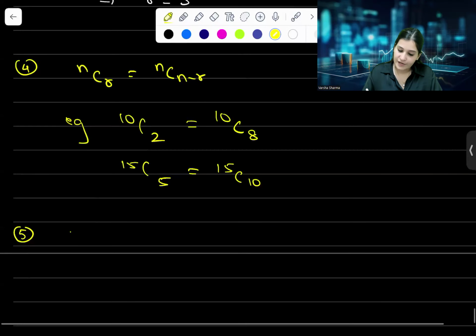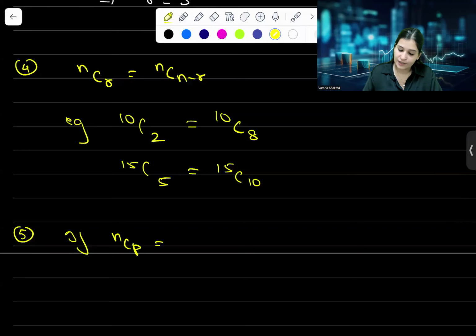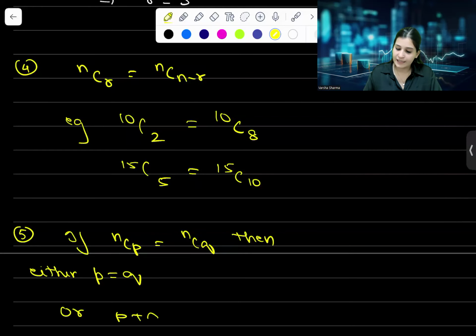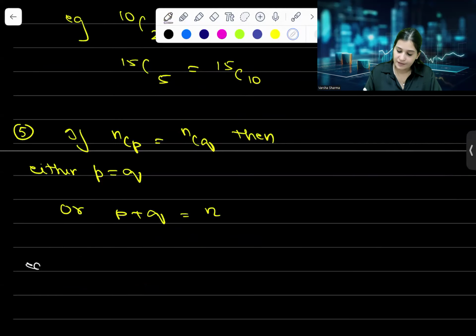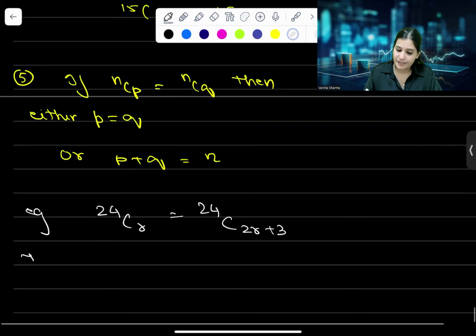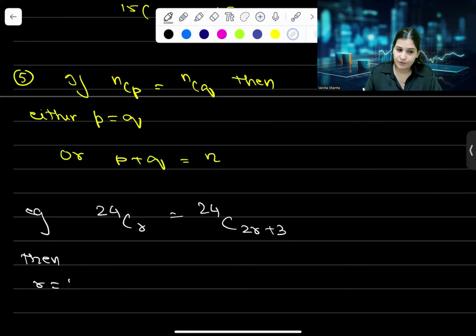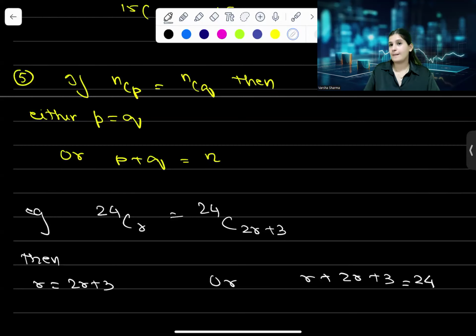Another property: if two combinations are equal, then either p will be equal to q, or they both when added up will give us n. For example, 24Cr equals 24C(2r plus 3). Then there are two possibilities: either both lower numbers are equal, or both of them when added give us the upper number 24.